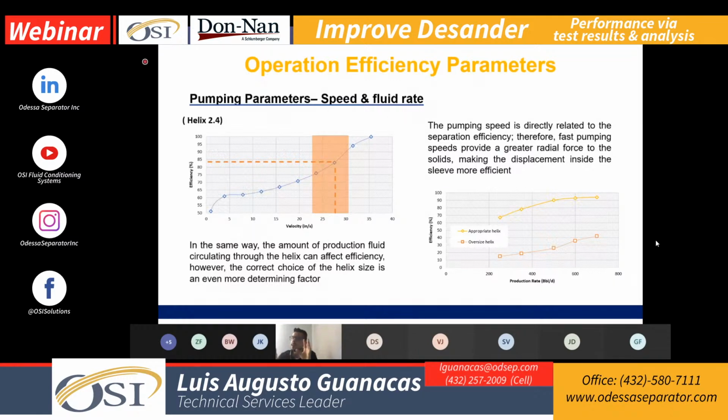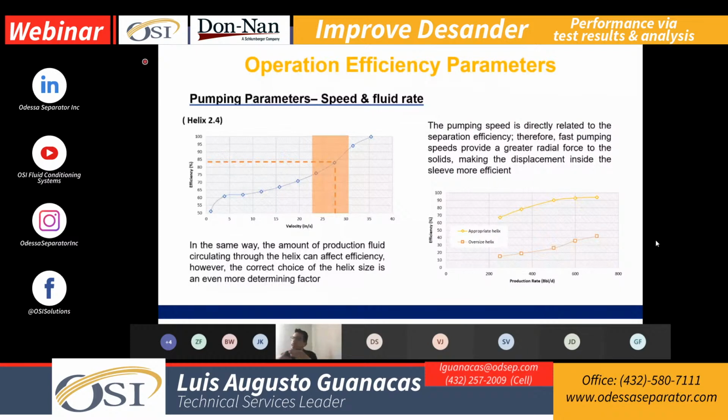We played a little game in this graphic. You will see two lines on this graphic. You will see the red one and the yellow one. For the yellow one, we used these productions and then we sized the proper helix size. So based on the results we got from the previous analysis that Shivani explained before, we chose this specific helix size and then we measured the separation efficiency. As you see, the yellow line shows really good results when you use the appropriate helix size.